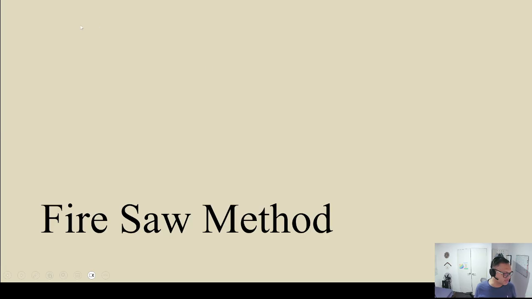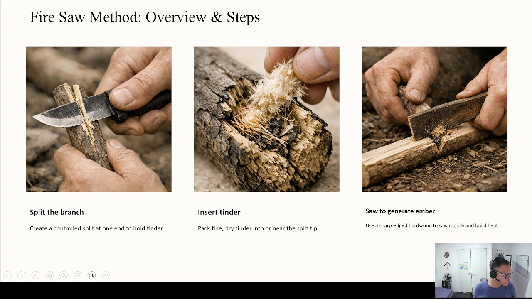Okay, so let's see what the steps are. You first maybe split the branch, which will create two parts so that you can rub against each other. Okay, so create a controlled split at one end to hold the tinder. Then when you have cut the split, you can put some tinder here. You can see it already in the image. Pack fine, dry tinder, always dry tinder. Basically, you don't burn wet tinder.